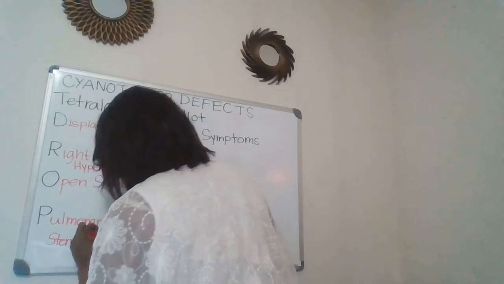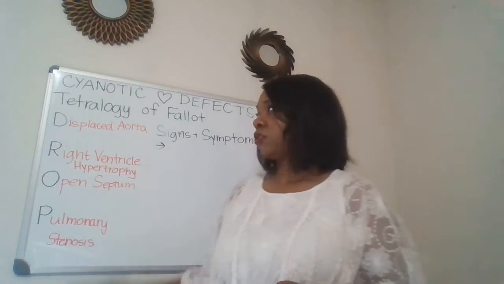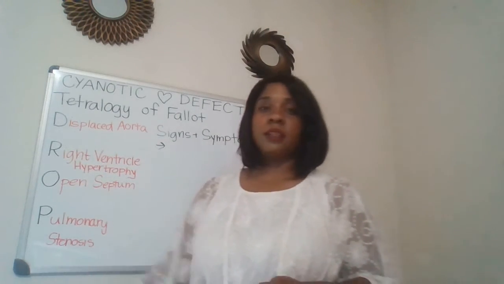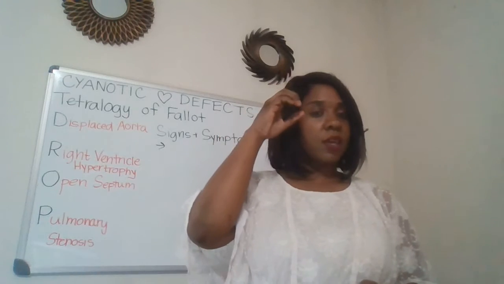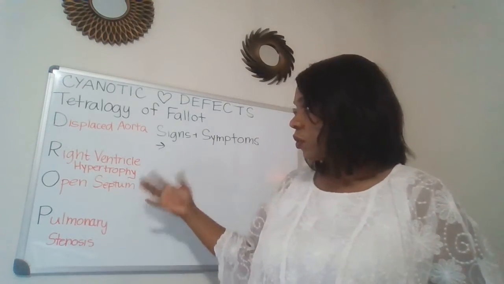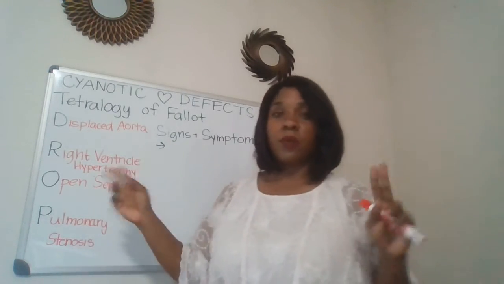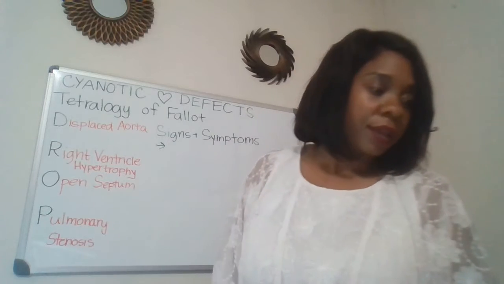Now, what's happening? The pulmonary artery in Tetralogy of Fallot is supposed to be open like this, but it's narrowed like this. Okay, so the right ventricle is getting bigger because it has to work harder because it's getting forces from both sides.